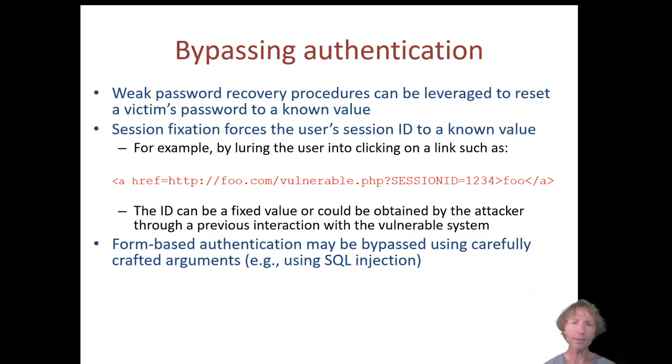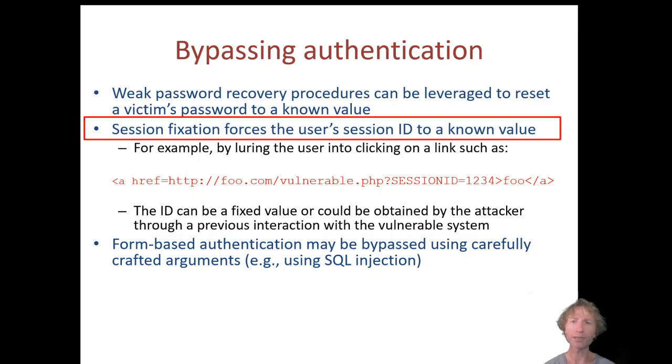So now that we've looked at the first problem on our bypassing authentication list, the weak password recovery procedure, let's move to the second item on our list, which is session fixation. And with session fixation, we force the user to use a session ID that you determine as an attacker. For instance, by getting the user to click on a link which contains that session ID embedded as a parameter. And this could be a fixed value, or it could be something that you obtain as an attacker. And that's the example that we're going to see soon.